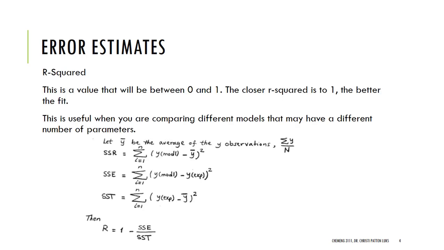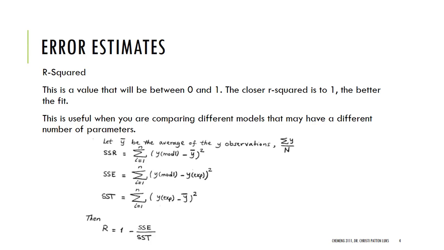But the one that's going to be most important for us is the r-squared value. This is set up so that it is always a number between 0 and 1, and the closer you are to 1, the better the fit of your model. This is going to be particularly useful when we're comparing different models.